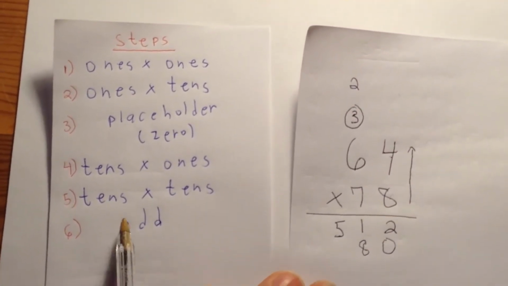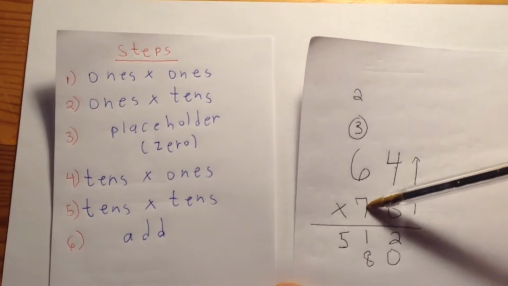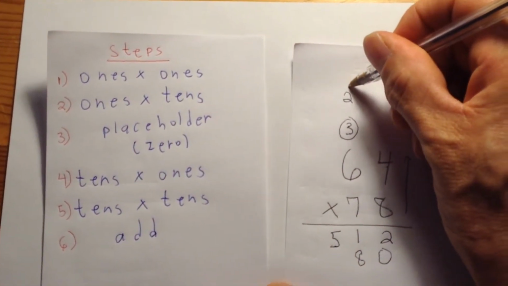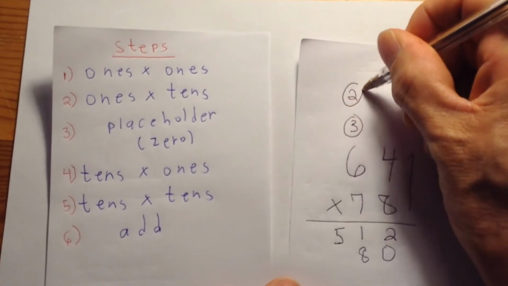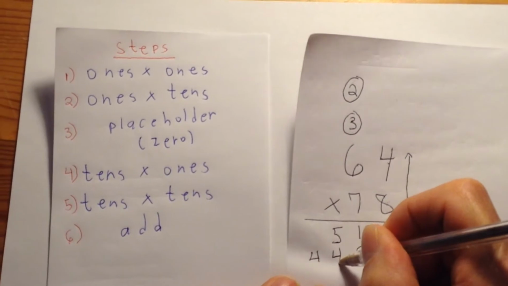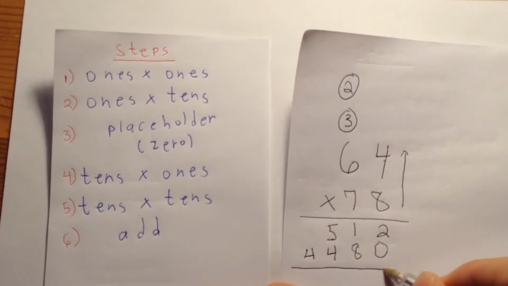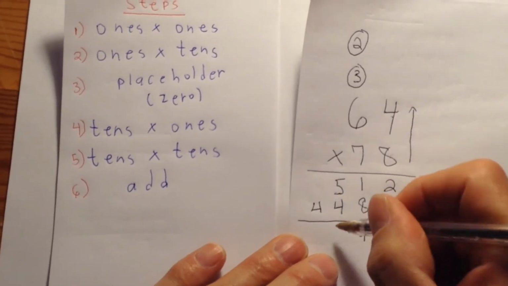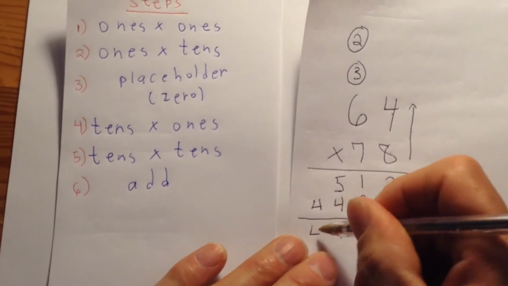Our next step is 10s times 10s. 7 times 6 is 42, and we're going to circle it after we add. 43, 44. And we place 44 down here, and our final step is to add them up. We add the 1s, the 10s, the 100s, and the 1000s.